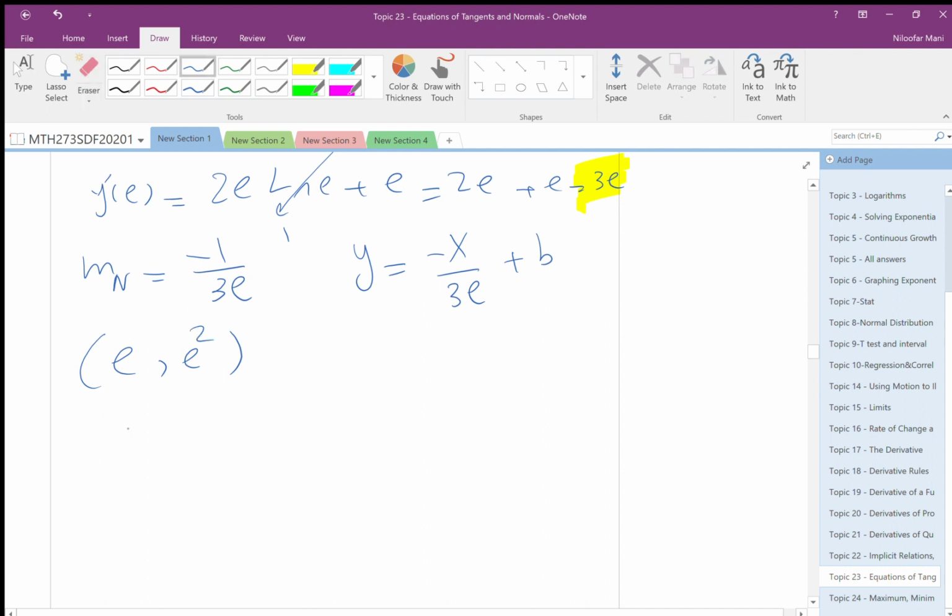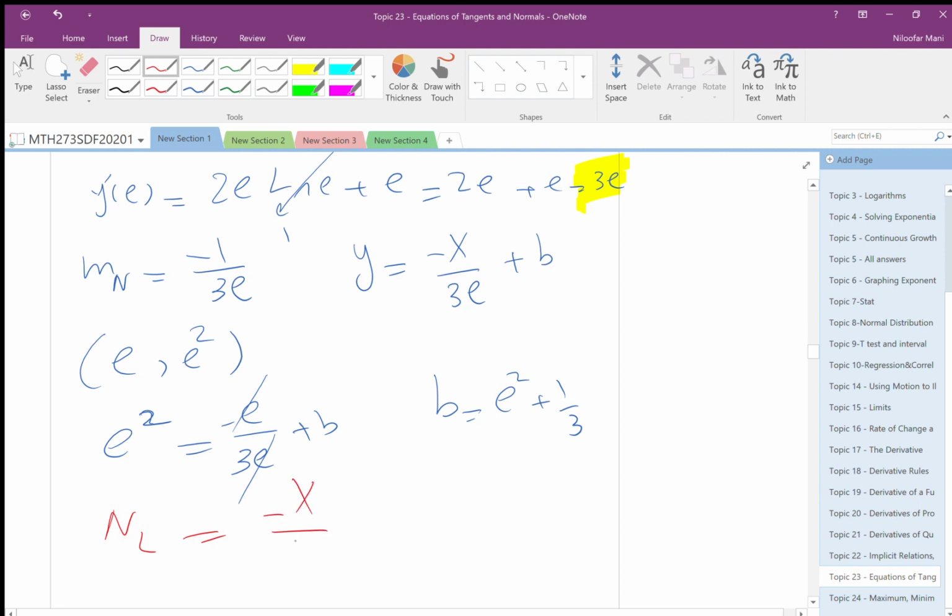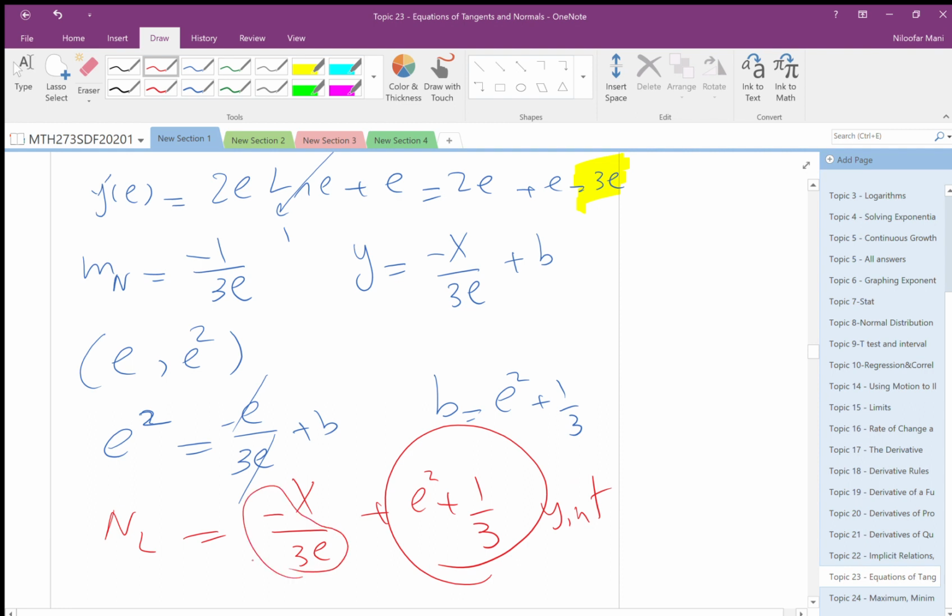So I substitute here, e squared is minus e divided by 3e, plus b. Okay, e and e cancel, so b is e squared plus 1 over 3. Okay, so the normal line is minus x over 3e plus e squared plus 1 over 3. This is your y-intercept for the normal line, and this is the slope of the normal line.